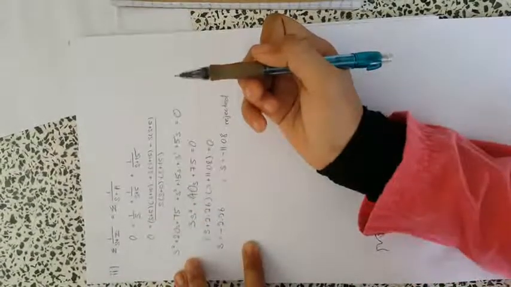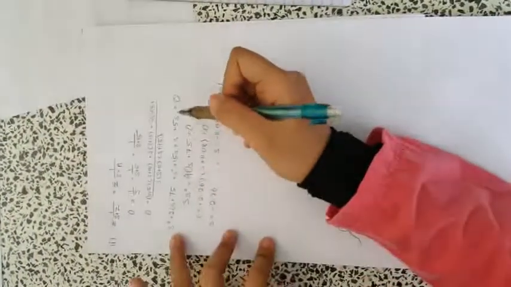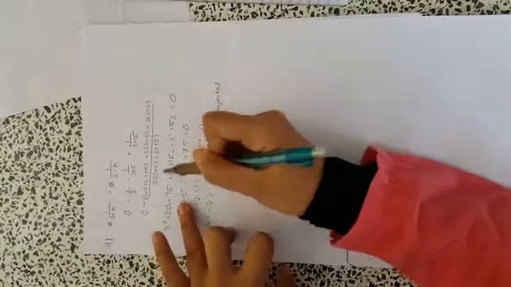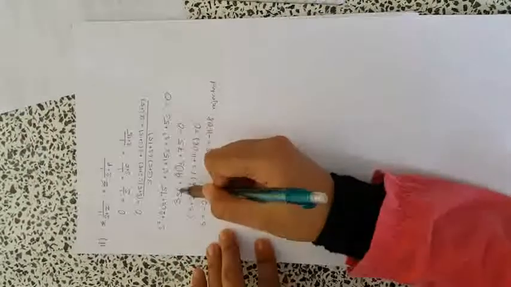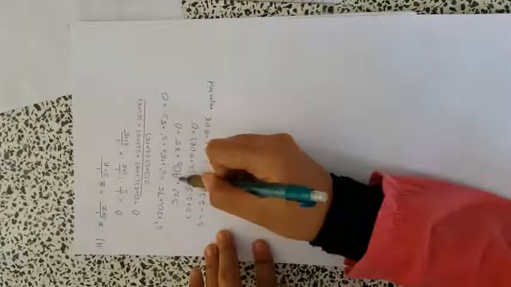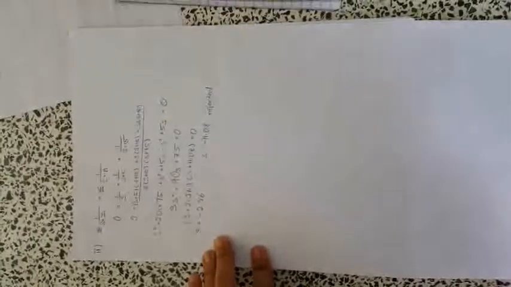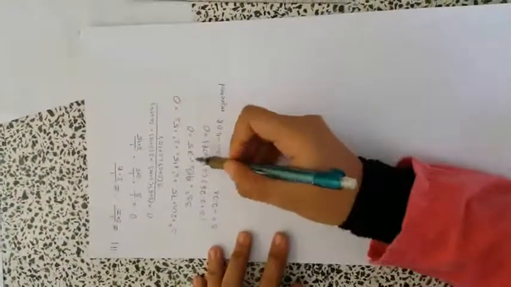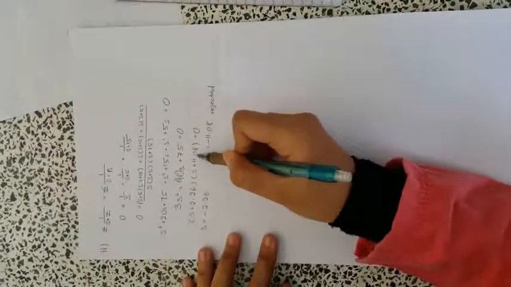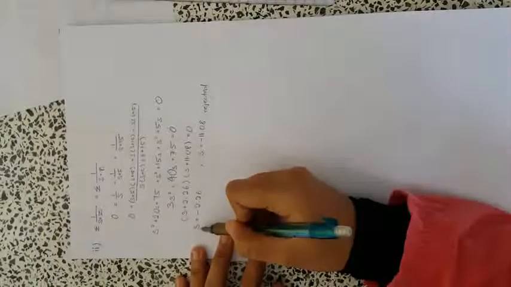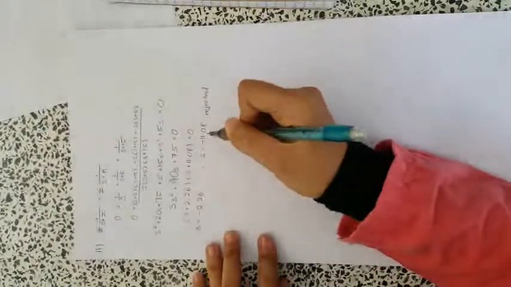We expand the equation, and we have this: s squared plus 20s plus 75 plus s squared plus 15s plus s squared plus 5s equals to 0. So we have 3s squared plus 40s plus 75 equals to 0. And then when we factorize the equation, we have (s plus 2.26) and (s plus 11.08) equals to 0. So finally we have s equals to -2.26 and s equals to -11.08.